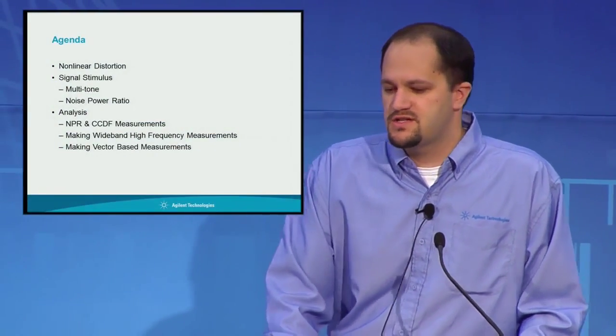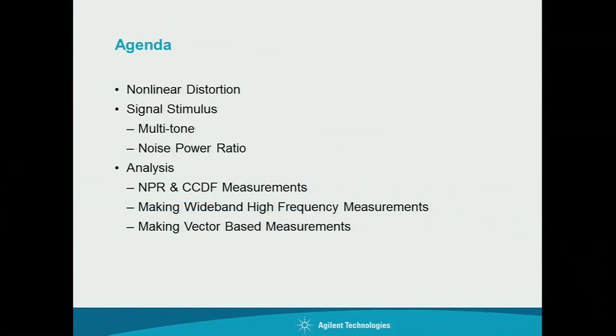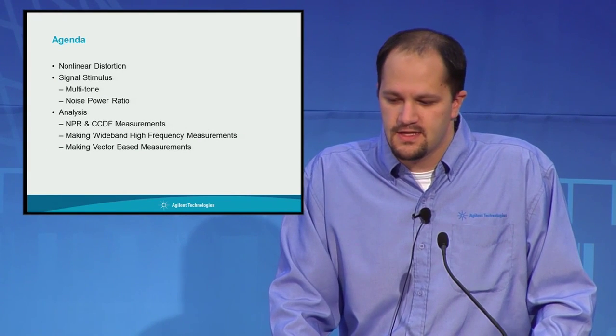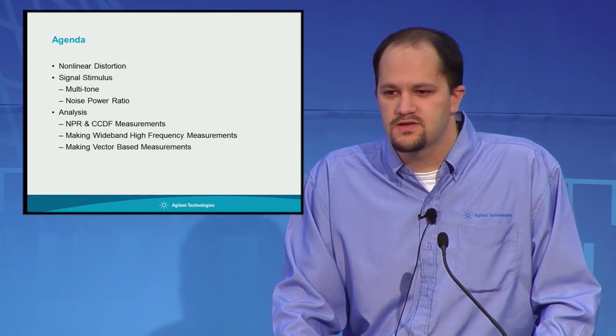So here's kind of the overview. We're going to just take a quick look at what nonlinear distortion is. The types of signals we're going to talk about are stimulus signals. Focus more on noise power ratio measurements. Again, in the satellite space, this is fairly popular for transponders. And then finally, we're going to look at some analysis techniques and some of the things that we typically do to make those types of measurements on the analysis side.